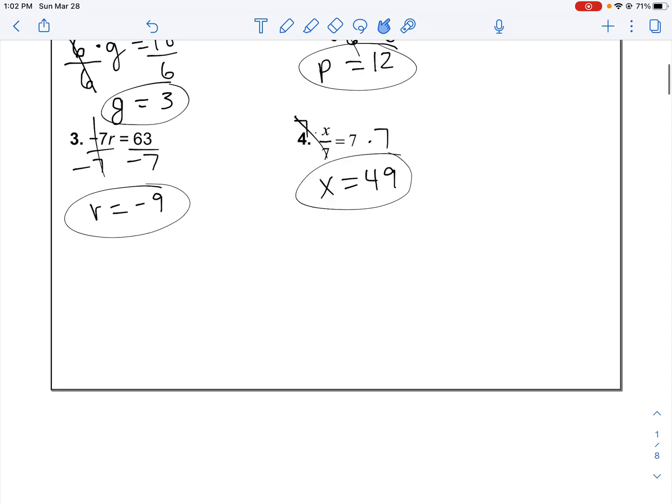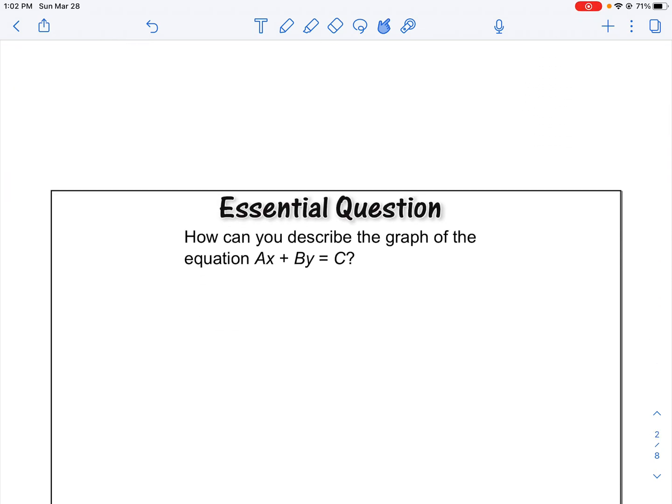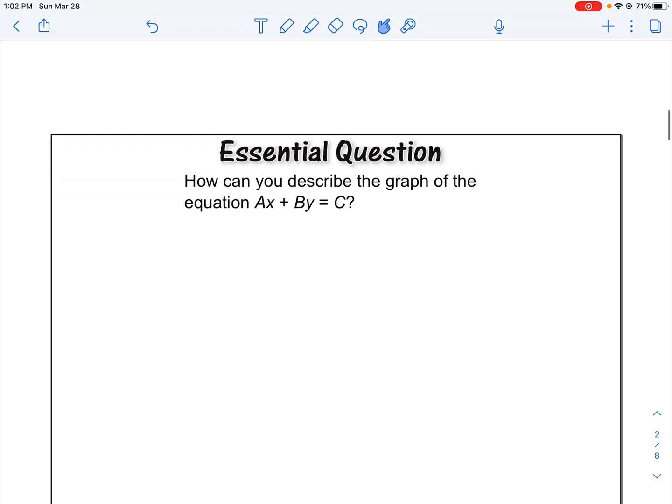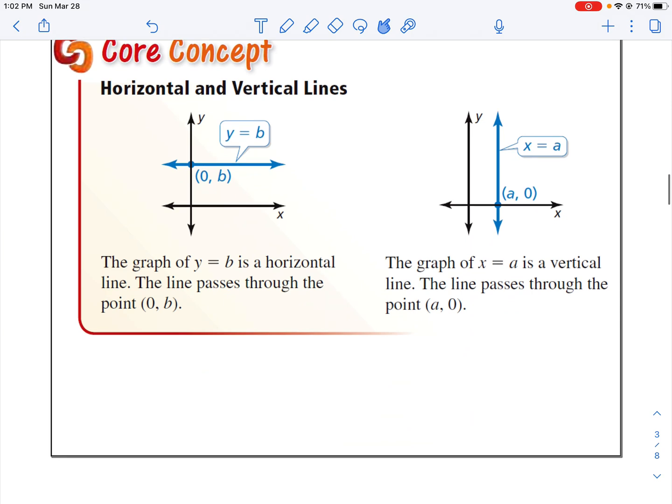So let's do this. We are going to be graphing some equations now, some lines. We're going to be doing this for maybe a week or two, so make sure you're pretty good at this.